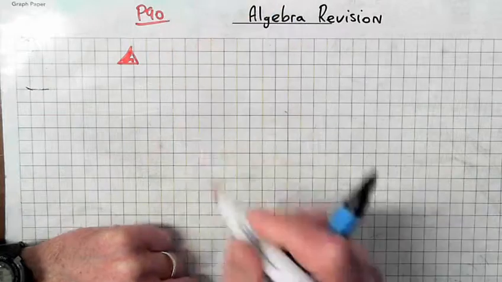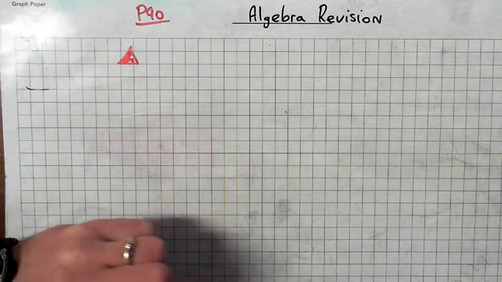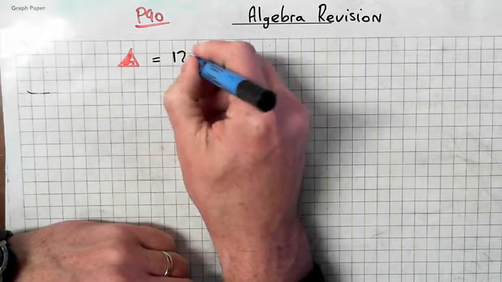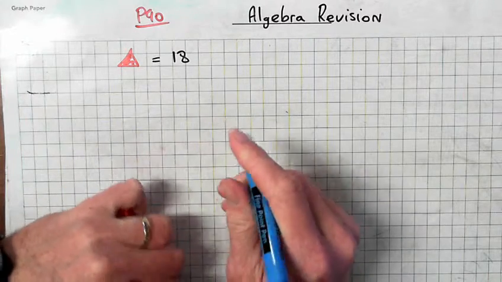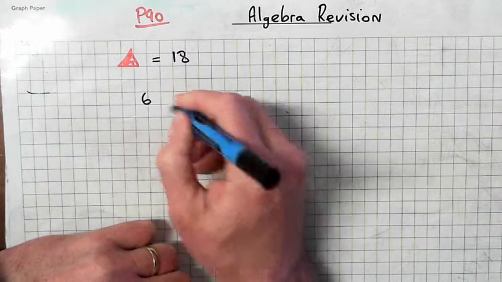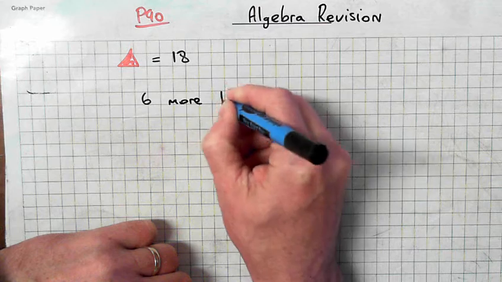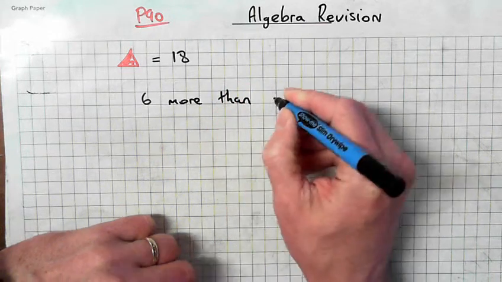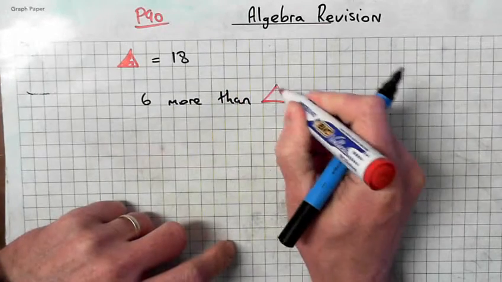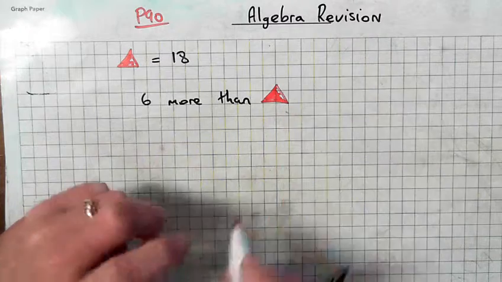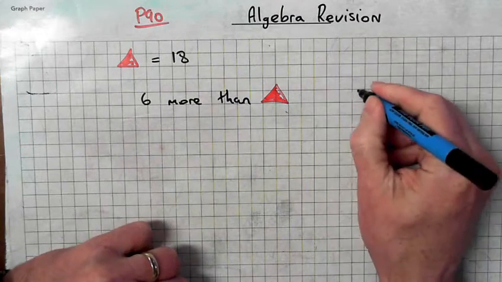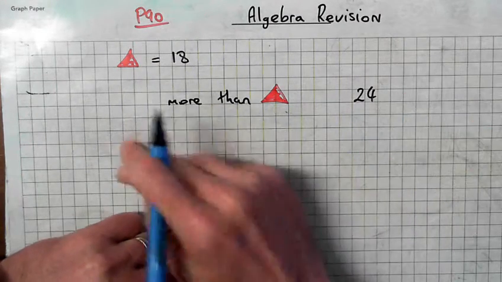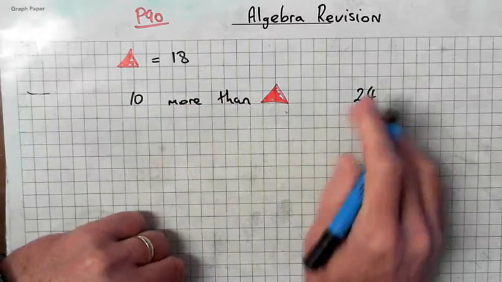I'll write down what page I'm on. On page 90, this is question 6. If the triangle is equal to 18, write down the value of each of these. What's 6 more than triangle? 6 more than 18? 24. The answer is 24. What's 10 more than the triangle?